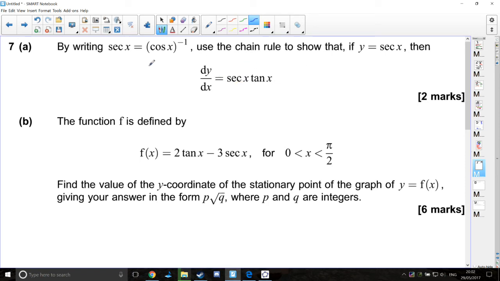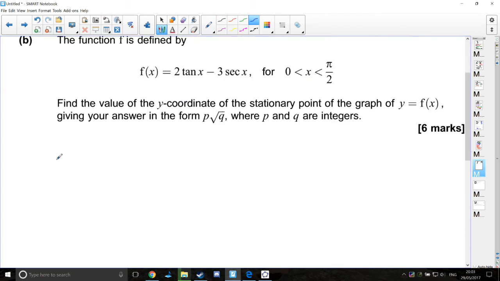Now, just a quick note about this. This is definitely not the same as inverse cos. They're not the same thing. I mean, you can check the graphs if you like as well. Sec x and that aren't the same, which might get a bit confusing later on, but that's fine. We'll go through it. So to start off, we want to use the chain rule on this to show that the derivative is that.